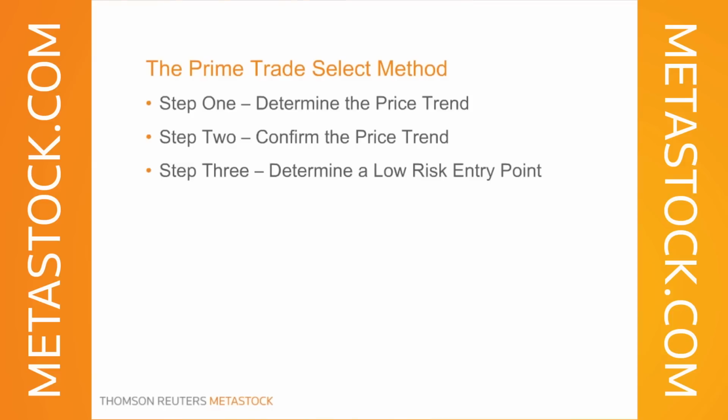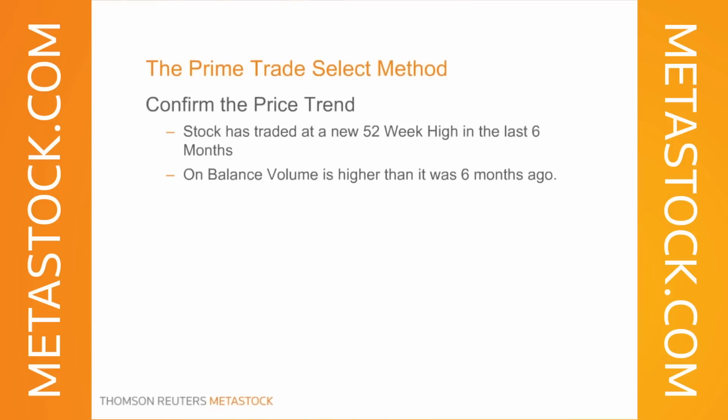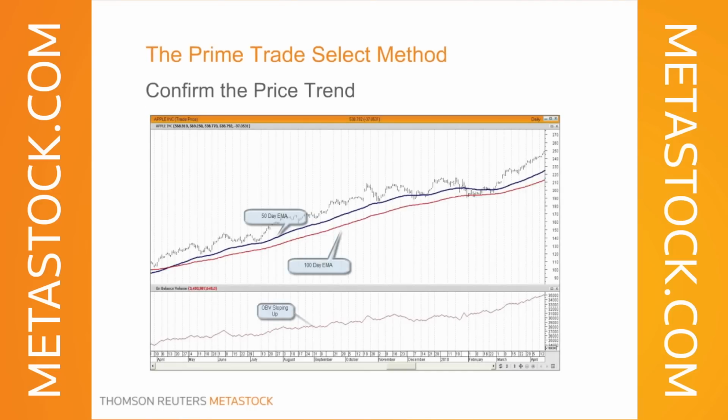So now we're going to move on to step number 2, which is to confirm the price trend. And that's equally simple. Basically, when Chuck is looking for stocks to trade, he likes to trade stocks that have traded at a 52-week high in the last 6 months. And he also wants to see on-balance volume higher than it was 6 months ago. Looking at the same chart, in this particular example, the on-balance volume, which I've added to the chart, is sloping up. And we can look at any spot on this chart, but it's going to be higher than it was 6 months ago.